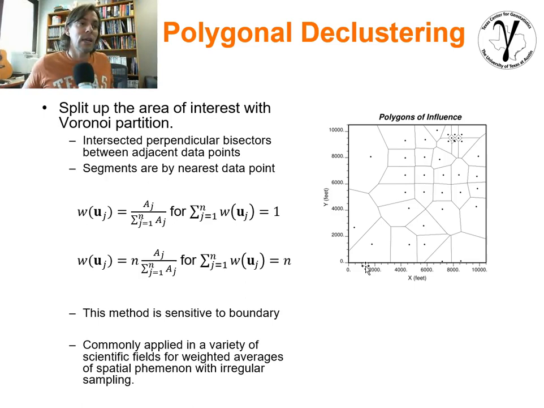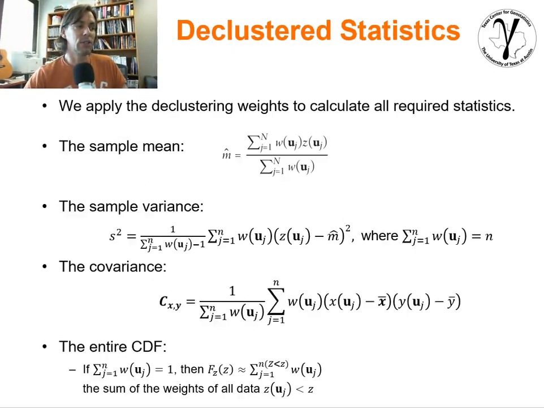So this type of approach of polygonal-based declustering, or area-based weighting, is actually very common. It's been used all over the place in other scientific disciplines. Hydrology uses it when they have irregularly sampled measurements of rainfall to figure out what the average rainfall is. And so many, many scientific disciplines use this approach. And so it's a good way to get a spatially representative statistic.